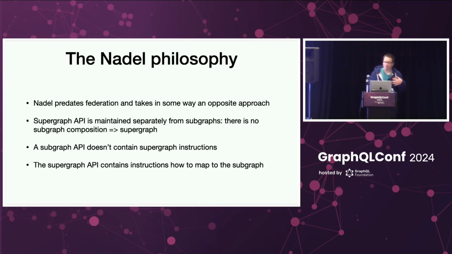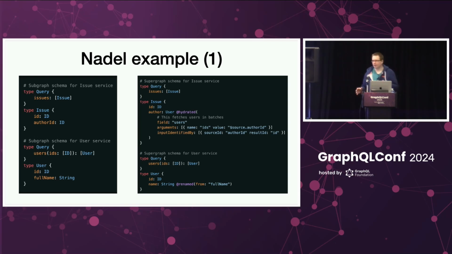But the Supergraph API contains instructions on how to map to the subgraph. So it's an inverted approach. You don't start with the subgraphs, with directives and instructions on them. You start with the Supergraph, which has instructions on how to map to the subgraphs. Okay, this was all theoretical. It will become much clearer now, hopefully.